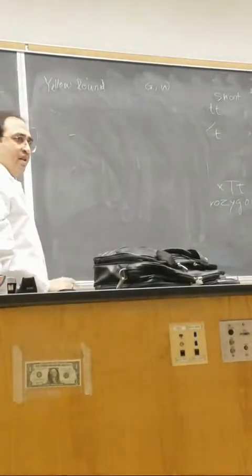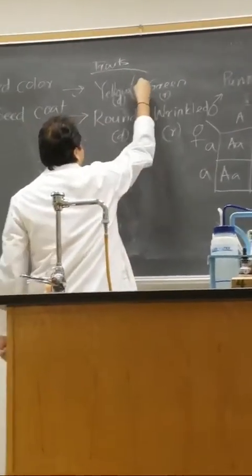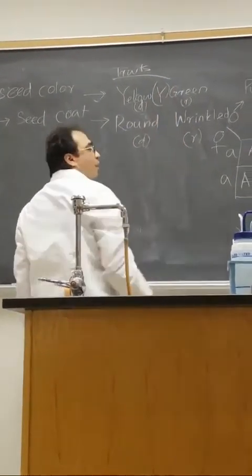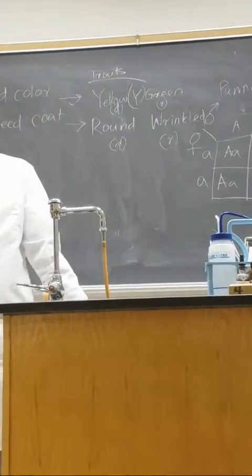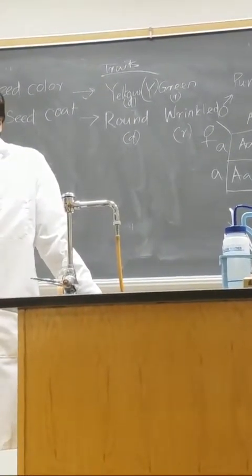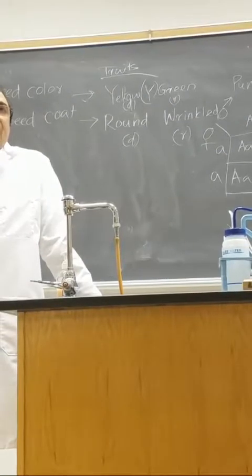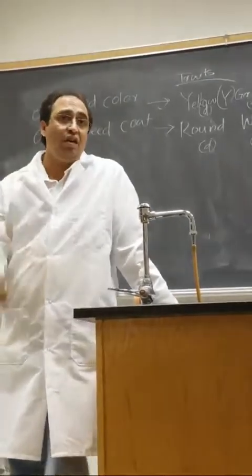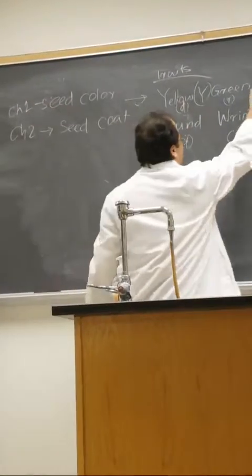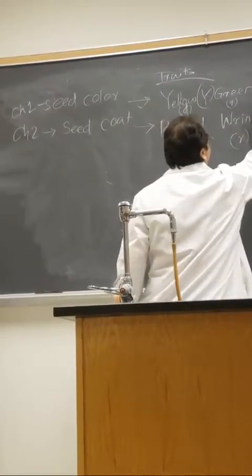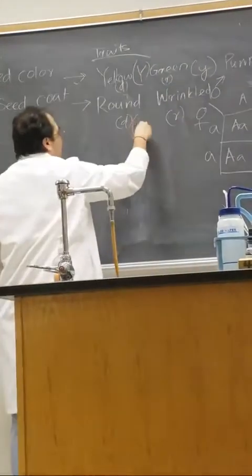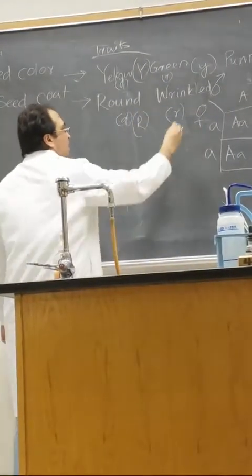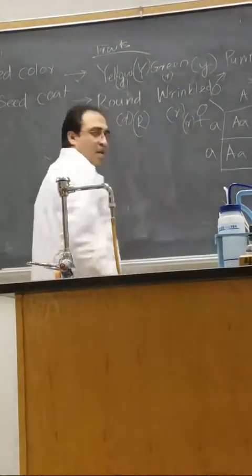For this yellow character, we'll take the gene capital Y. For the green character, if these are two traits of the same gene, we will not take two different names. So here it is yellow. If yellow is dominant, for the green we will take small y. For round, it is R. For wrinkled, it is small r.